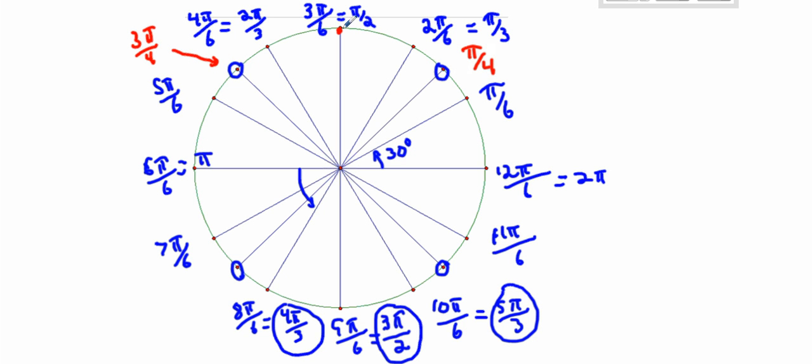So 1 pi over 4, skip. That's 2 pi over 4. 3 pi over 4, skip the next one, which is 4 pi over 4. Then you have 5 pi over 4. Skip the next one, that's 6 pi over 4. And lastly, you have, putting way out here, 7 pi over 4, followed by 8 pi over 4, which we already have. And that's how we can get our radian measures around the unit circle.